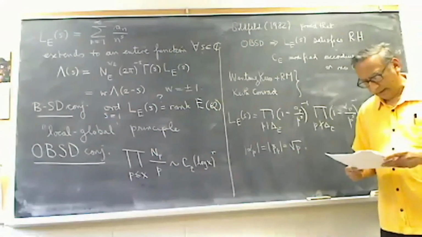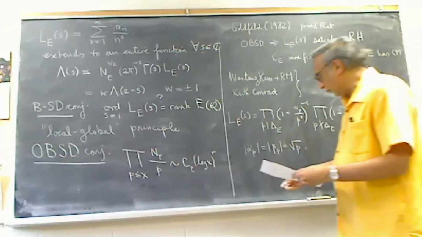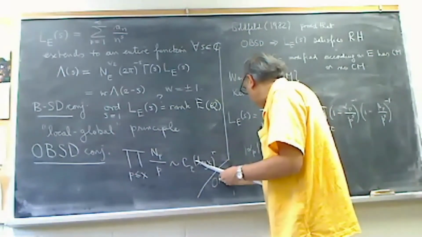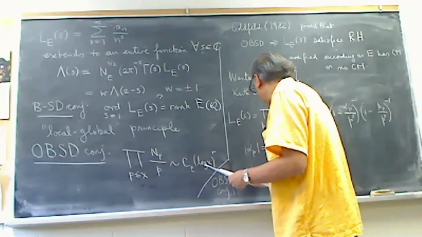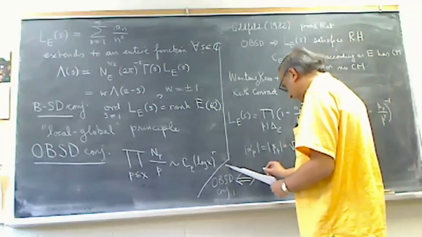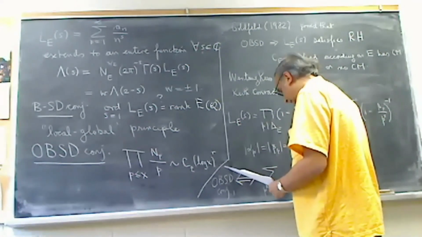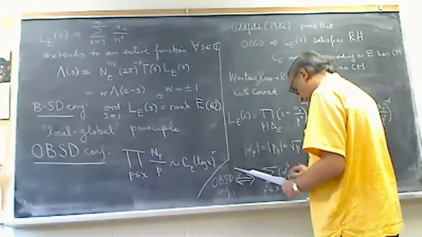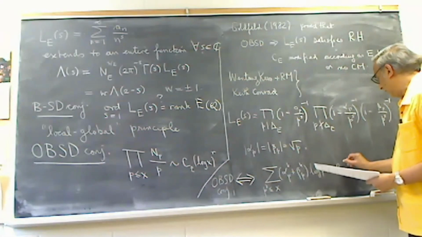So I'll rewrite it like this. And once having rewritten this in this fashion, we can prove that the original Birch Swinnerton-Dyer conjecture is equivalent to the assertion that the sum over p^k less than or equal to X of (alpha_p^k plus beta_p^k) times log p equals little o of X log X.